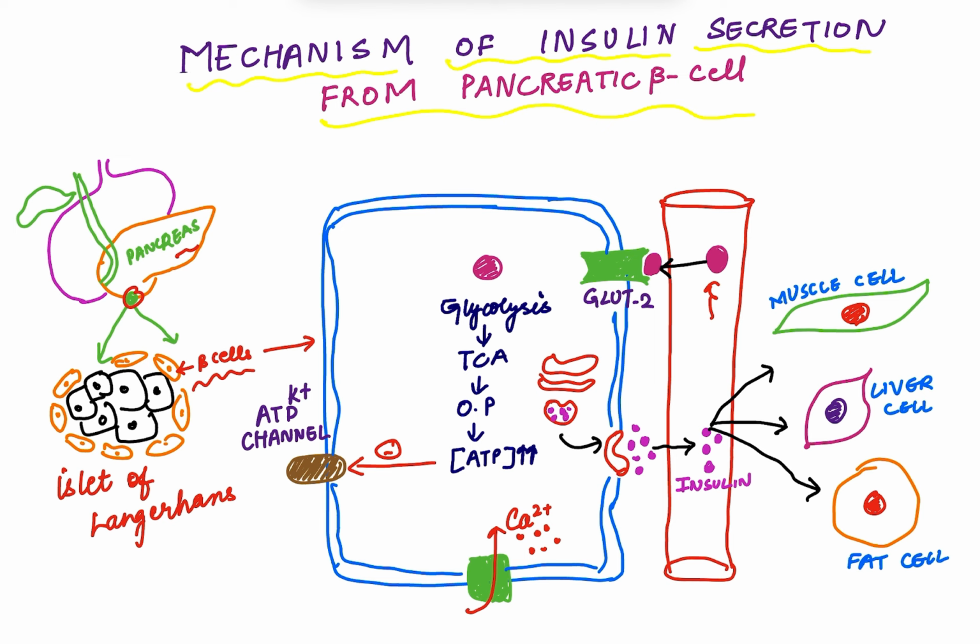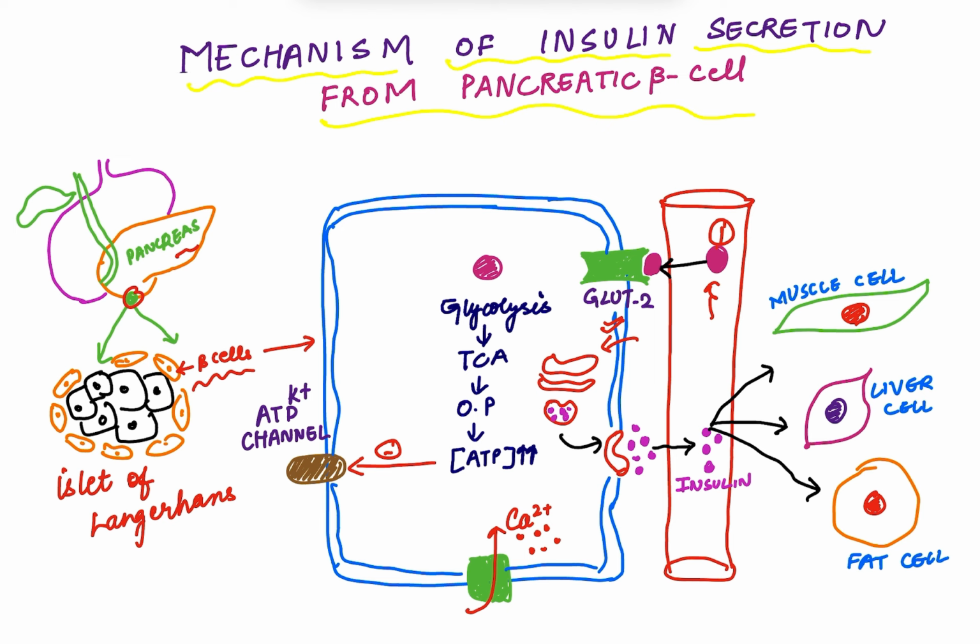In step 1, the glucose from the blood enters the beta cell through a special transporter called GLUT2. Think of GLUT as a doorway that allows glucose to enter the beta cell.